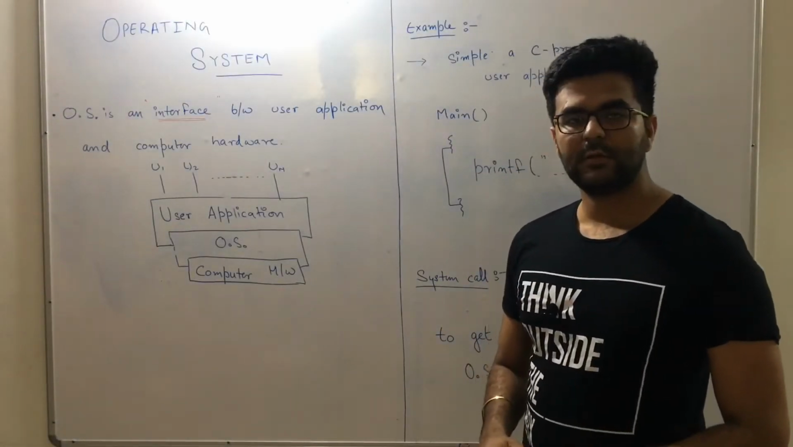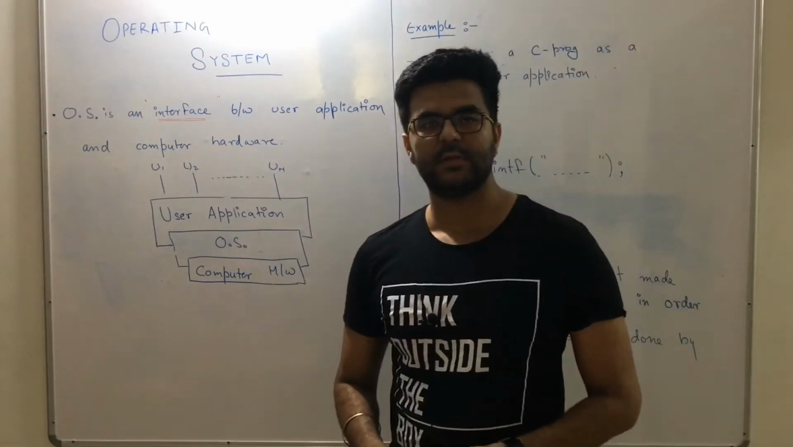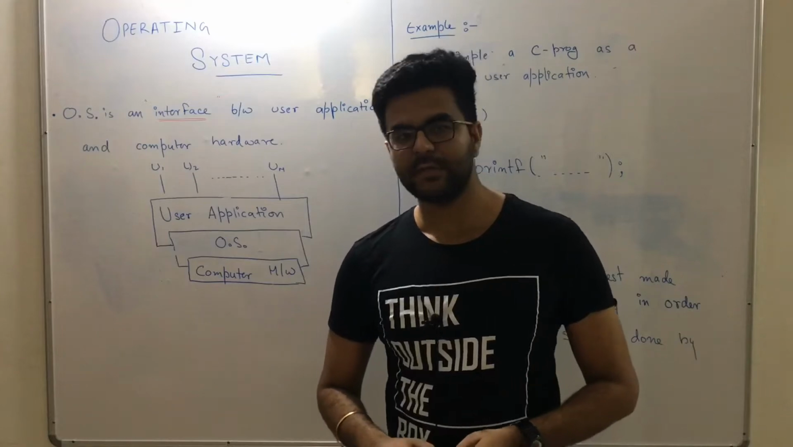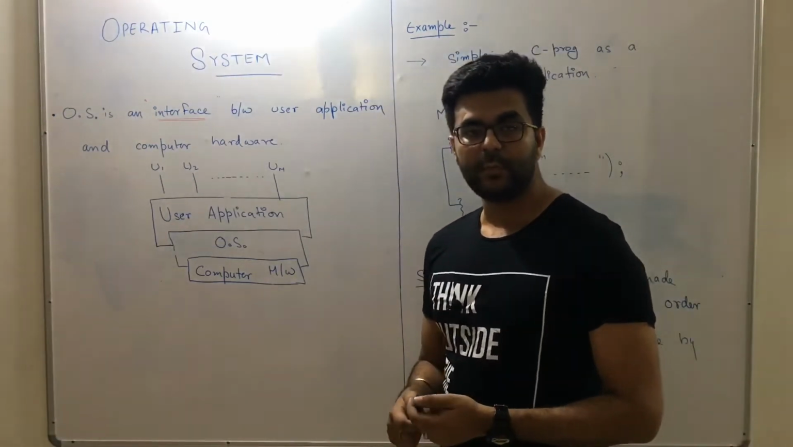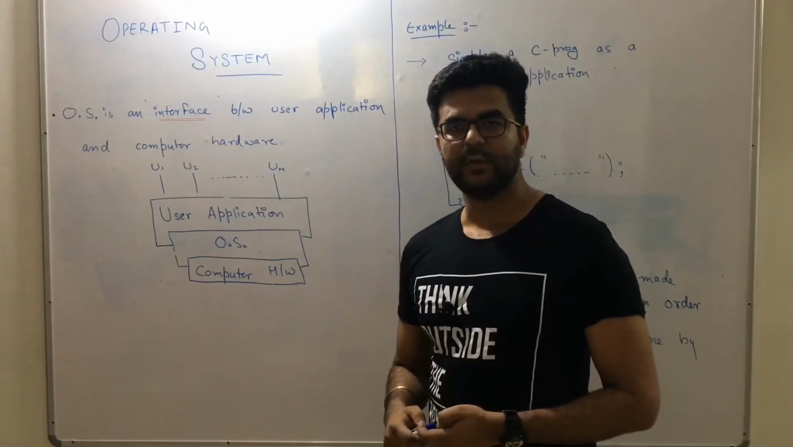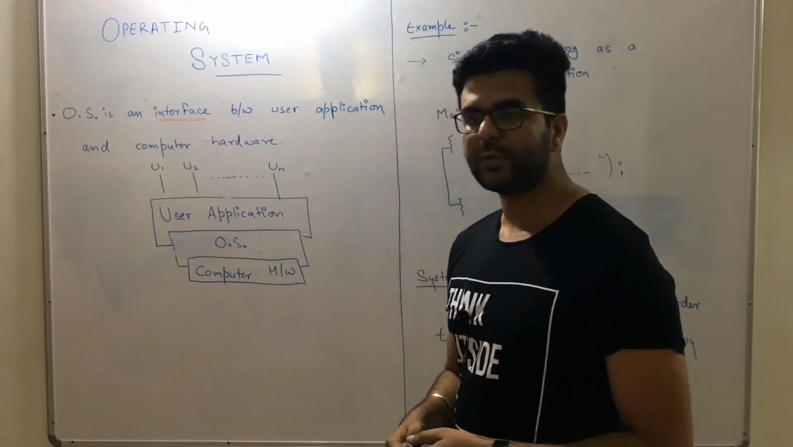Today we'll be learning about operating systems. Now first we'll see the definition of an operating system. What is an operating system? Operating system is an interface between a user application and a computer hardware.